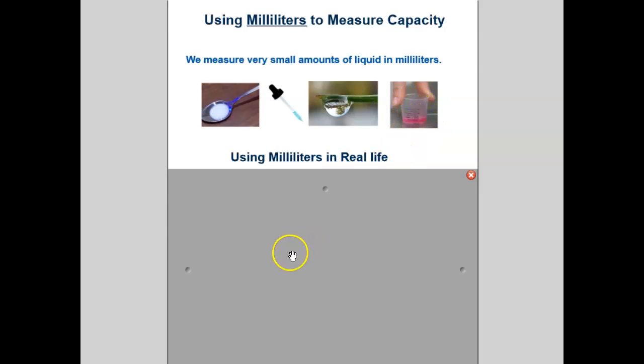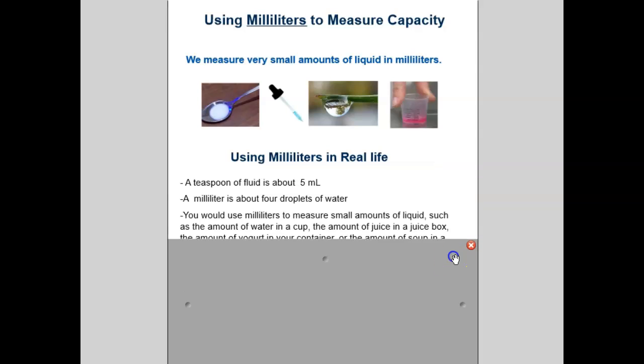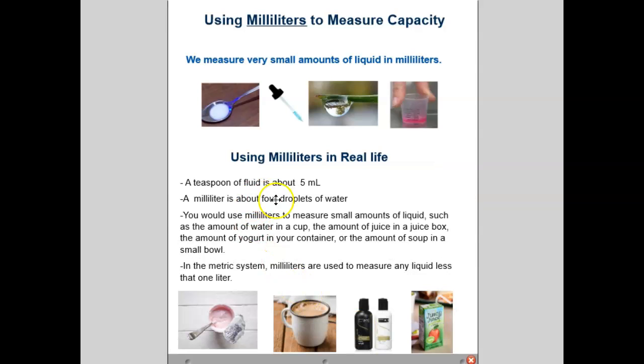Can you guys think of some ways we would need to use milliliters in real life to measure very small amounts of liquid? What really small amounts of liquid did you think of? A teaspoon of fluid is about 5 milliliters. So if you're baking and it says add a teaspoon and you do, you've added 5 milliliters of liquid. It really is such a small amount. A milliliter is about 4 droplets of water. So if I squirted out 4 droplets of water, it's about a milliliter.